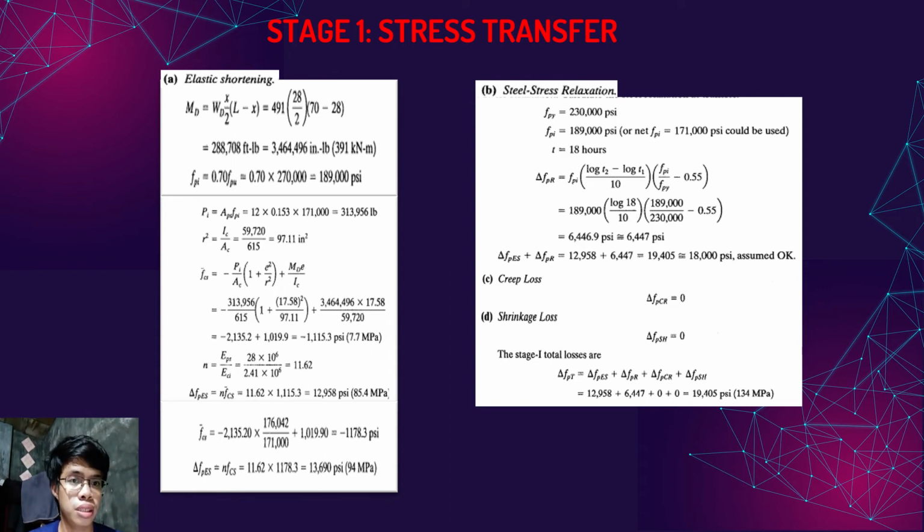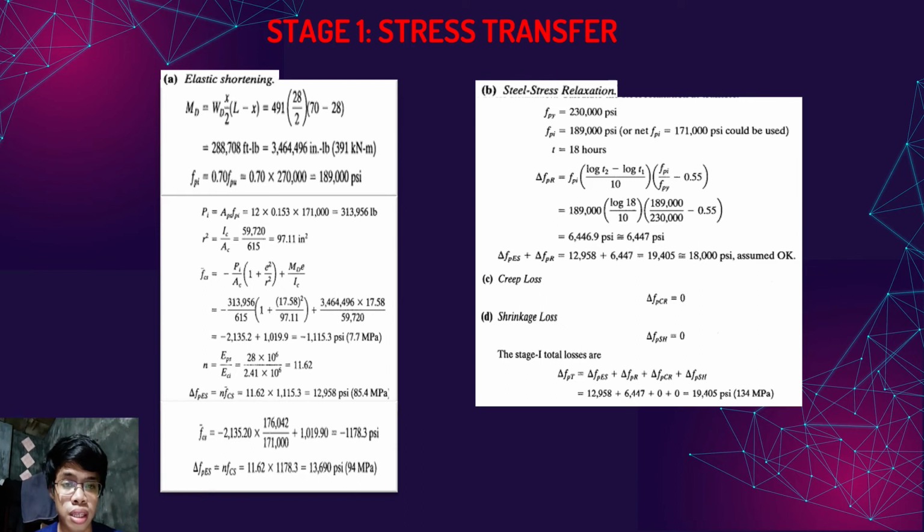We also have to solve for the dead load moment at 0.40 of the midspan. So that's the dead load moment, the weight due to dead load times x over 2 times the quantity of L minus x. We know that the weight due to dead load is 491. So 491 times 28 divided by 2 times the whole span of the beam, that's 70 minus 28. Our moment due to dead load in foot-pounds is 288,708. Converting it to inch-pounds will get us 3,464,496.